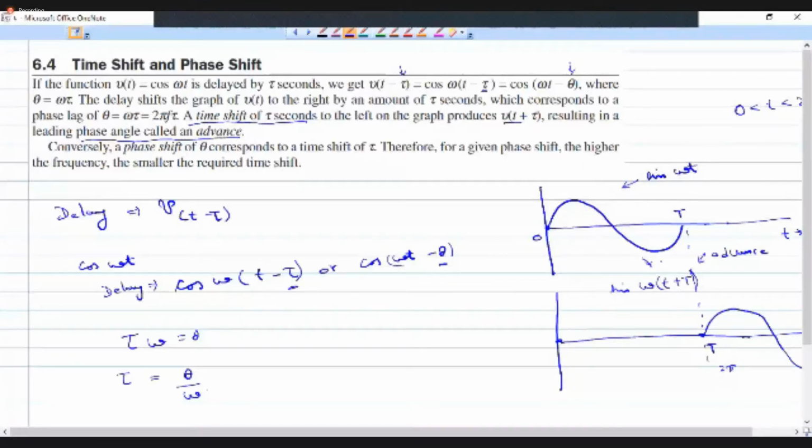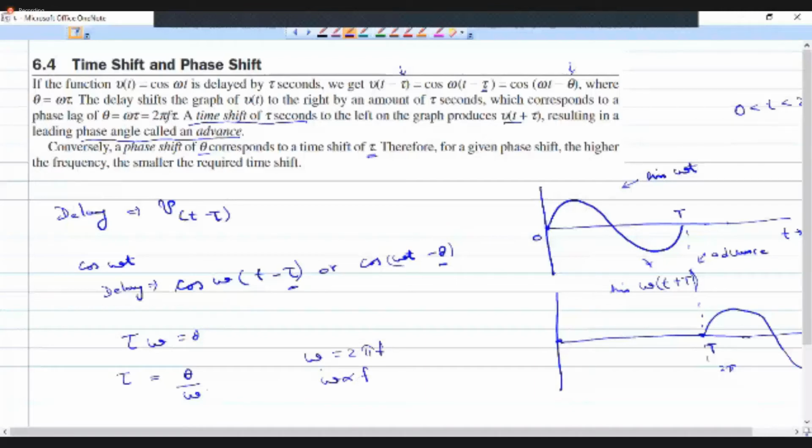I'm advancing it, right? I'm shifting this by an angle theta, or I am advancing it by a time period equal to capital T, or conversely, a phase shift of theta corresponds to a time shift of tau. Therefore, for a given phase shift, the higher the frequency, the smaller the required time shift. It means that if the frequency of the signal, so we know that omega is equal to 2 pi f, or this omega is proportional to the frequency.